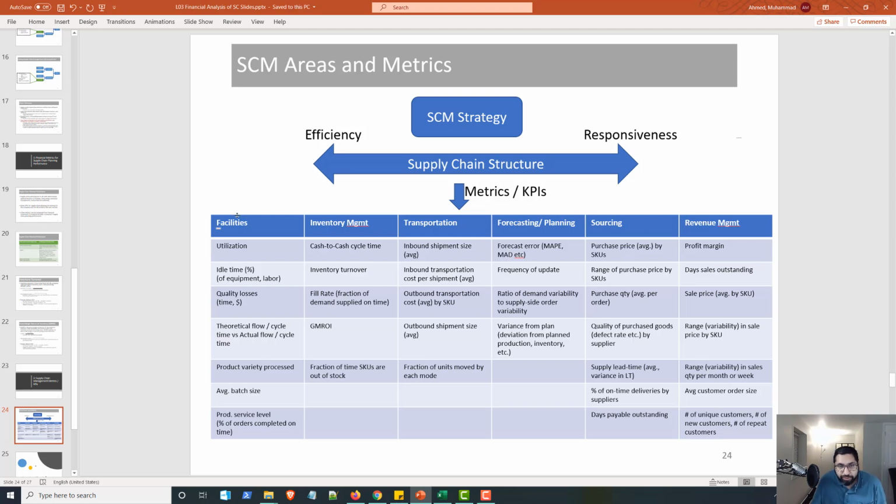Okay, so I've divided supply chain management into 6 areas. Facilities management: everything to do with facilities, including manufacturing plants and warehouses. We talk about managing manufacturing in the operations management course.